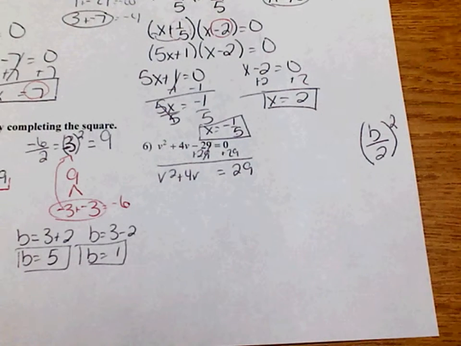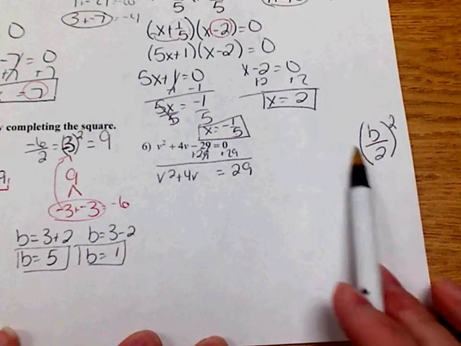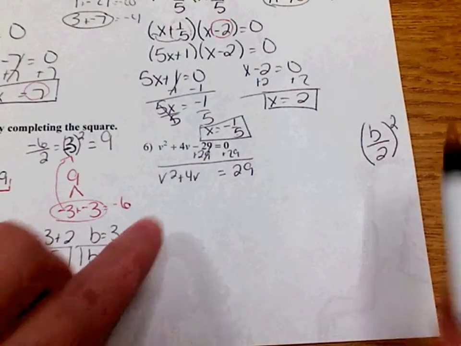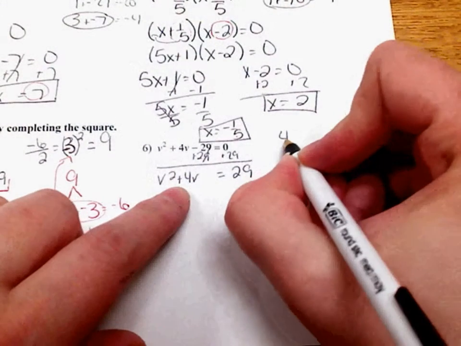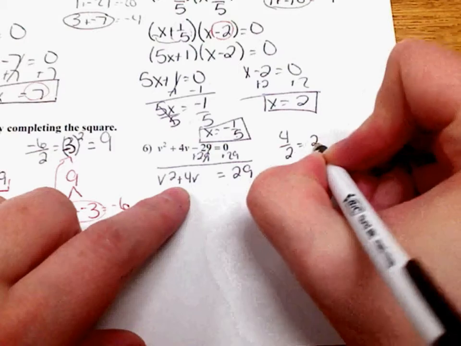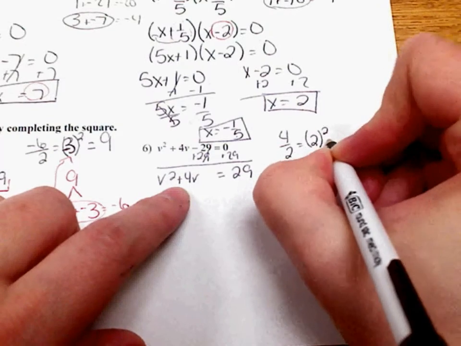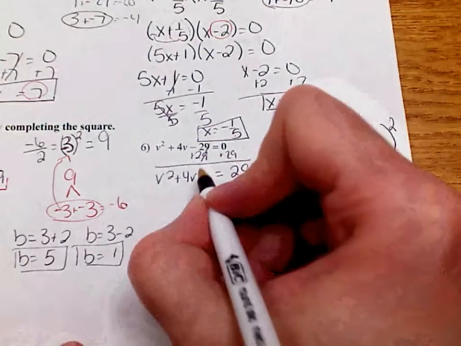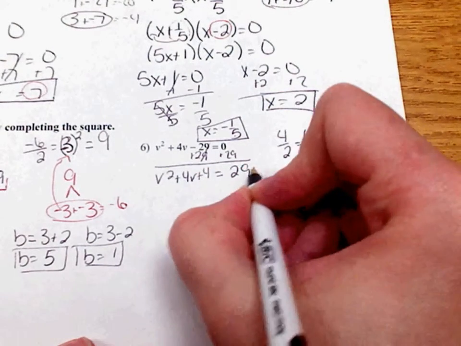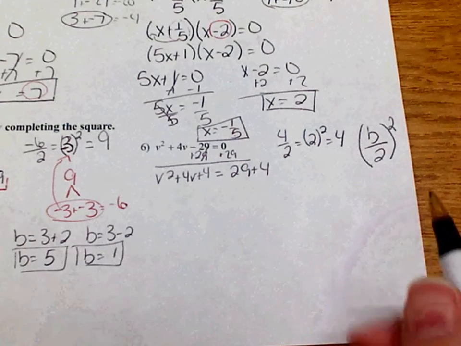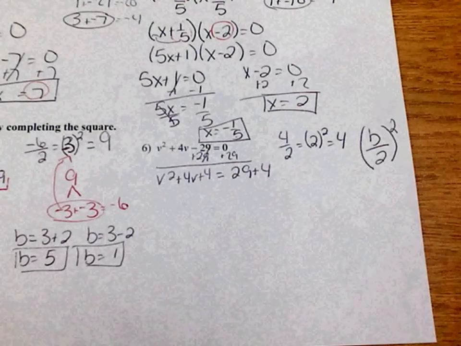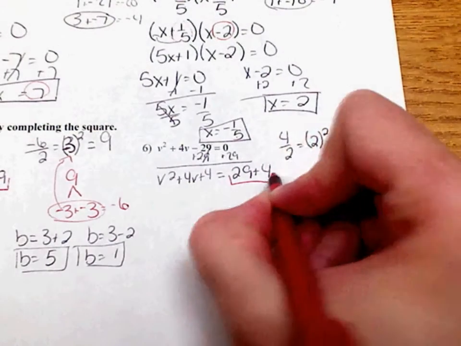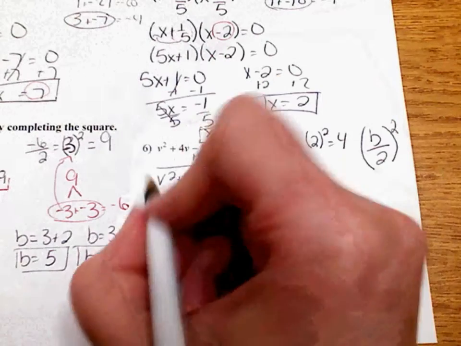Okay, and now we're going to make our square, and this is how we make our square. So we're going to take 4 divided by 2, and we're going to get 2. We're going to take 2 squared, and we're going to get 4. Okay. So we're going to add 4 to both sides. And then we just need to simplify this right here. Okay, that's all we're doing is simplifying that. The rest of it's coming straight down.